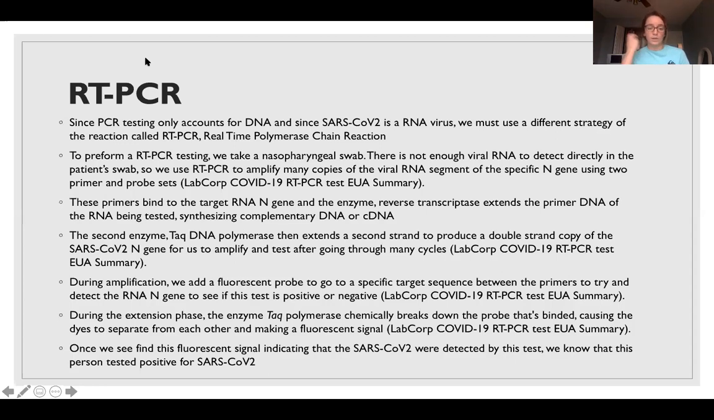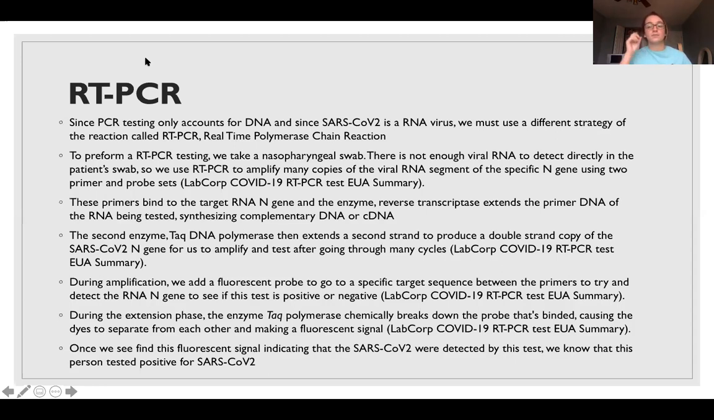During amplification, we add a fluorescent probe, which I talked about in the beginning, to go to a specific target sequence between the primers to try and detect the RNA gene to see if this test is positive or negative. So during the extension phase, that same enzyme again, Taq polymerase, actually breaks down the probe that's bound, which causes the dyes to separate from each other, making a fluorescent signal.